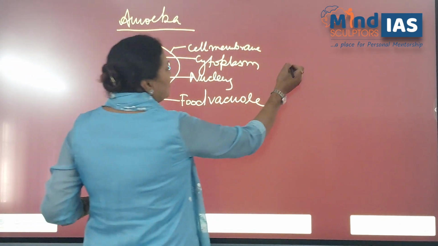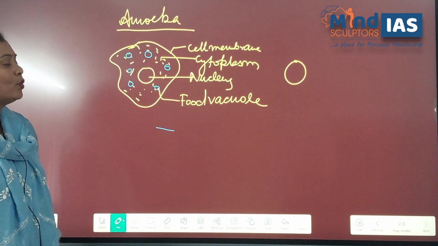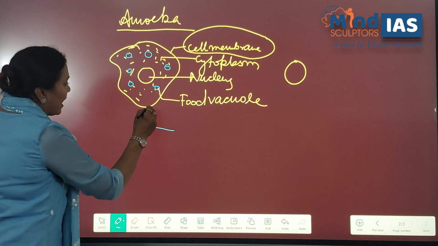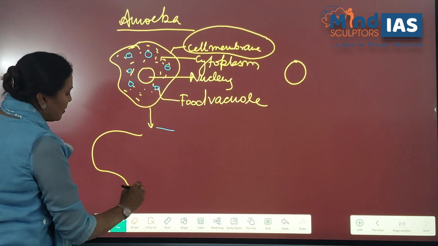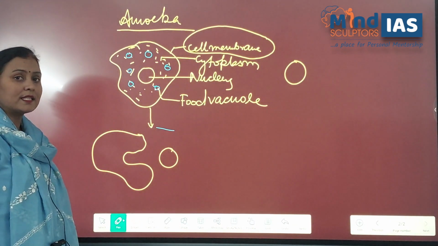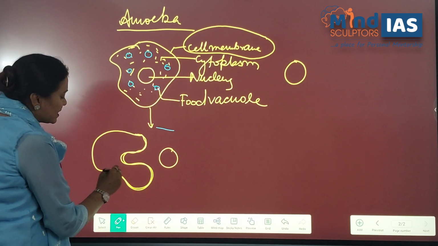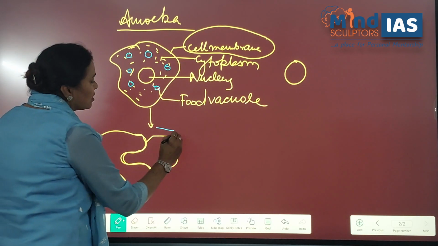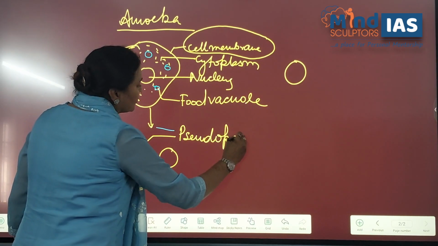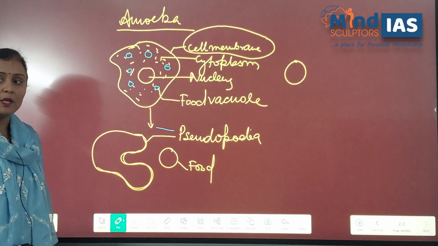Suppose I am putting food in front of this amoeba. What will this amoeba do? It will extend its cell membrane. In the next step, you can see the extension is somewhat like this, and food is lying in front of the amoeba. This extension of the cell membrane is called pseudopodia. And this is the food which is present in front of the amoeba.